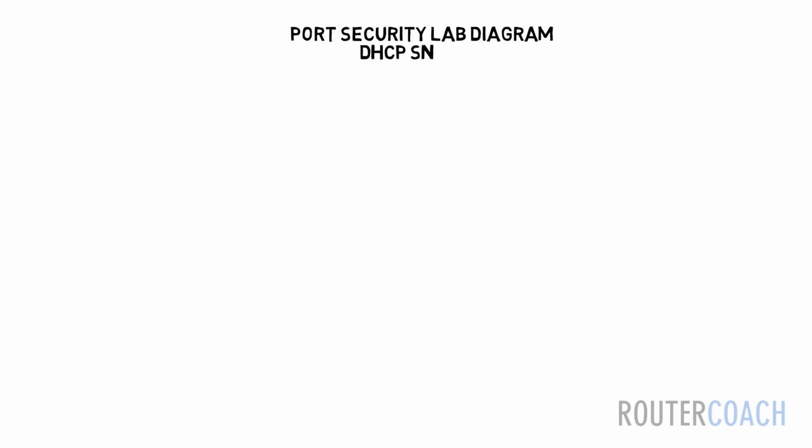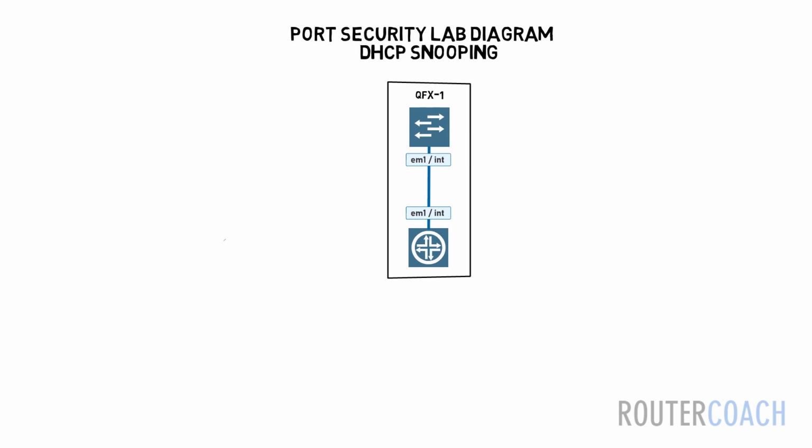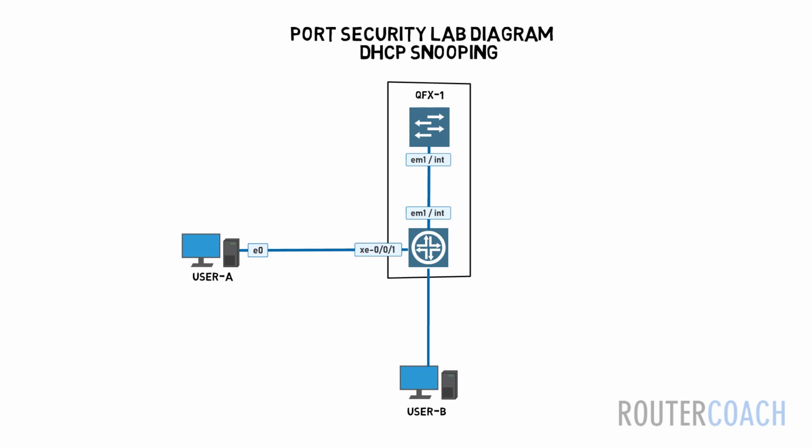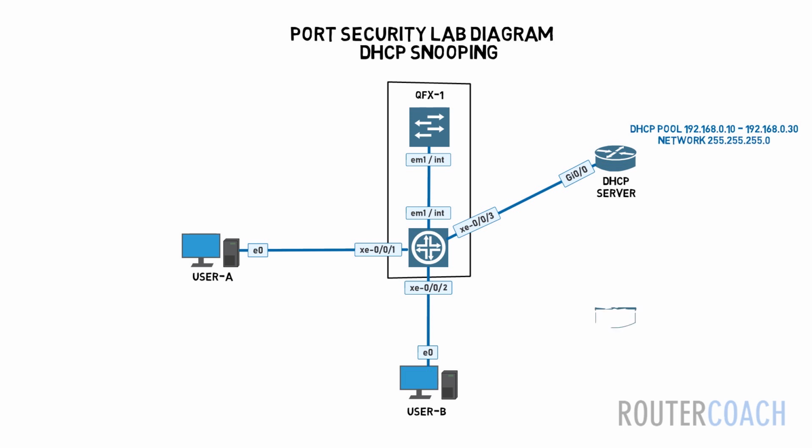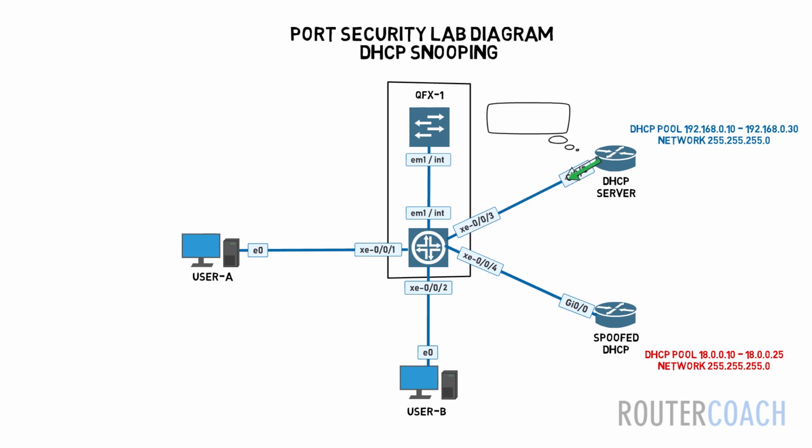In our lab diagram, we have our QFX1 switch, and connected to this are user A and user B. We also have a trusted DHCP server connected that will assign these users their IP addresses. Unfortunately for us, that same dodgy dude or dudette is back, and they've attached a device that can also hand out IP addresses via DHCP. This opens up our network to several kinds of attacks. There are man-in-the-middle attacks where if the spoofed DHCP server manages to allocate an IP address to a host and advertise itself as the gateway, it can intercept traffic before forwarding it on.